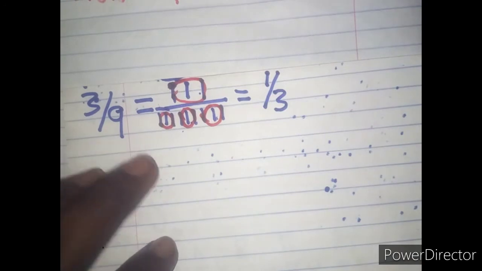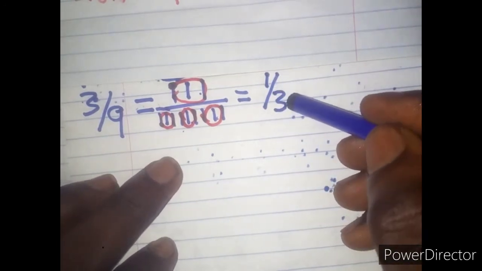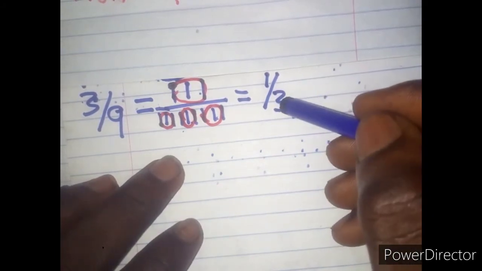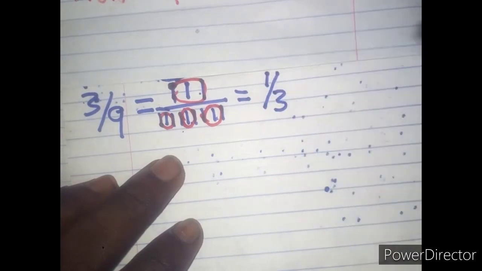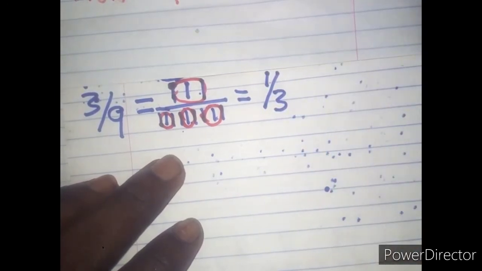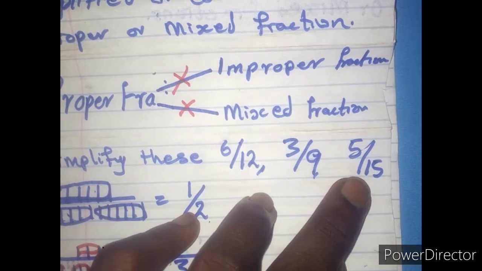It's very, very simple. Remember, this answer is still in proper form, because a proper fraction is one where the denominator is bigger than the numerator. 3 is bigger than 1, so this is still a proper fraction. We proceed to the next one. Because of time, we'll be skipping the last question, 5/15.